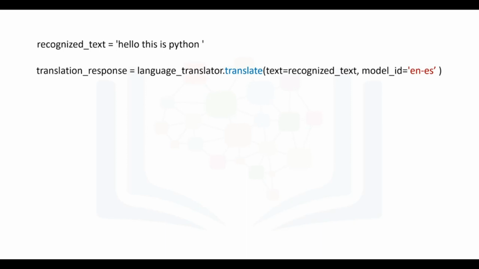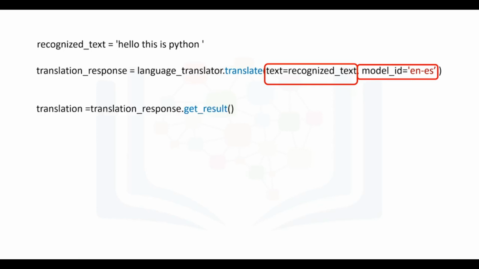The result is a detailed response object. The parameter text is the text. Model_ID is the type of model we would like to use. In this case, we set it to EN-ES for English to Spanish. We use the method getResult to get the translated text and assign it to the variable translation.